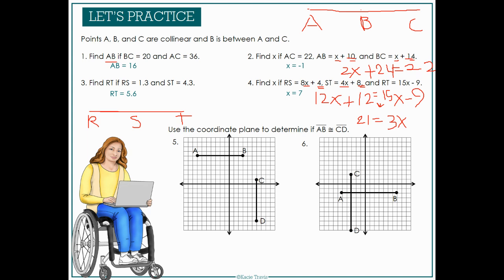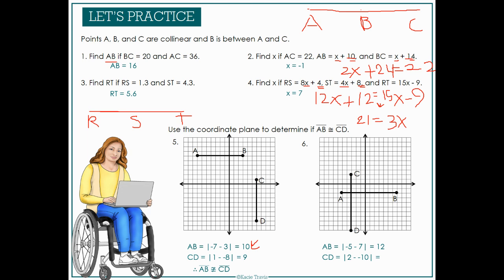Let's go through and find those distances. So AB is from -7 to 3. So I subtract those, take the absolute value. That means that this is our distance from A to B, 10. CD is from 1 to -8. So when I subtract those, I get 9. Now, if we're asking if these two are congruent, I'm looking to see if they're the same. Are their distances the same? No, these are not congruent. AB is bigger than CD. So let's check the next one.